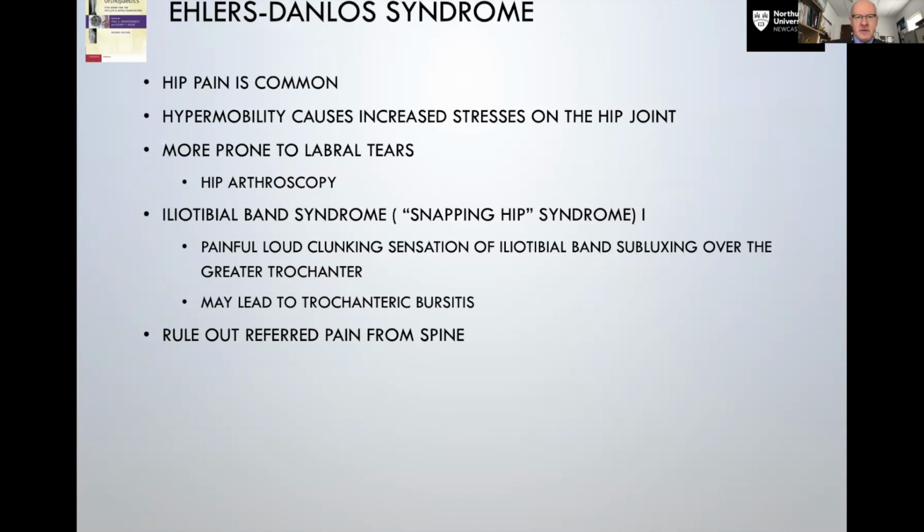Hip pain is common. The hypermobility causes increased stresses on the hip joint, and these patients are prone to labral tears, so there's a high number of them that require hip arthroscopy. A large number of patients also complain of iliotibial band syndrome or snapping hip. The patients may mention loud clunking sensations of the iliotibial band subluxating over the greater trochanter, and this may lead to a trochanteric bursitis. It's important to rule out referred pain from the spine in these patients because spinal pain can coexist quite easily in this condition.